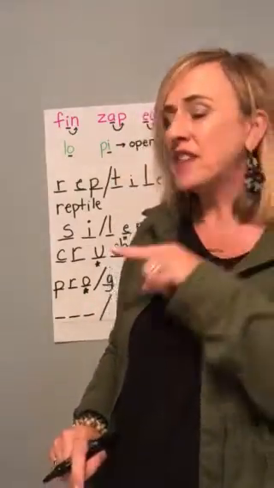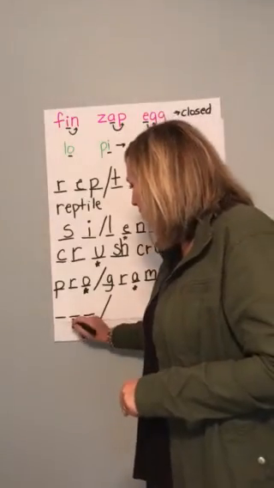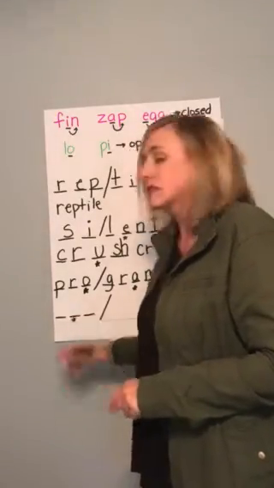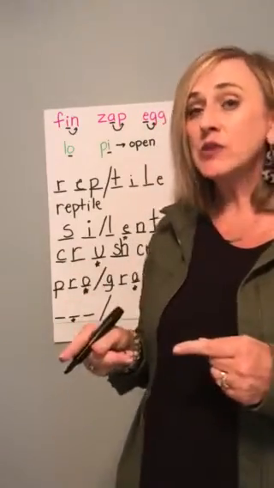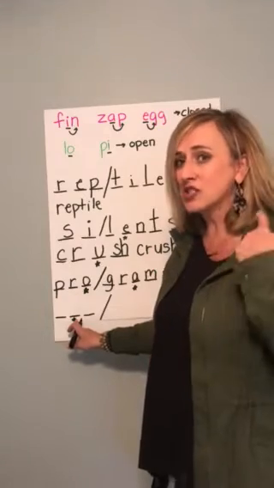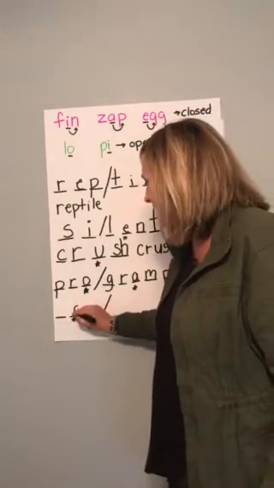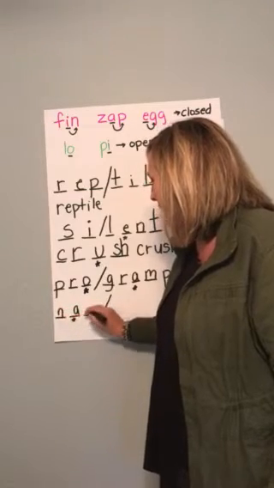Let's listen for where we hear that vowel hit. N-A-P. We hear the vowel right here in the middle. So is that closed or open syllable? It is a closed syllable because the vowel is not at the end of the syllable, so it's going to be that short vowel sound, A. N-A-P.